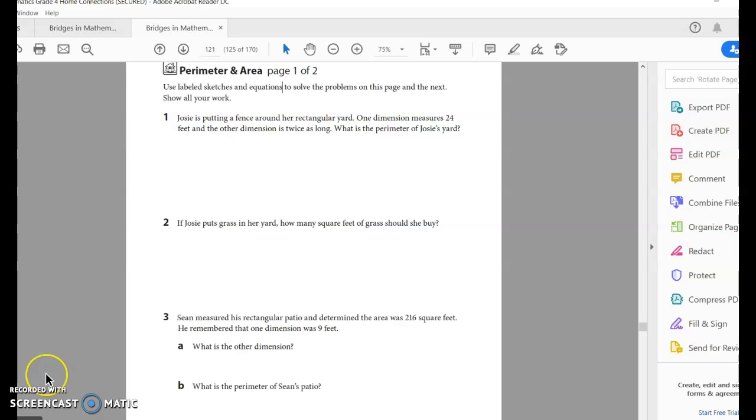Number 3. Sean measured his rectangular patio and determined the area was 216 feet. He remembered that one of the dimensions was 9 feet. So you have to tell me what the other dimension is, and then what is the perimeter of Sean's patio. When you find the other dimension, go back to the lessons a few days ago on how to solve multiplication and division problems. You can always go back to your other lessons.